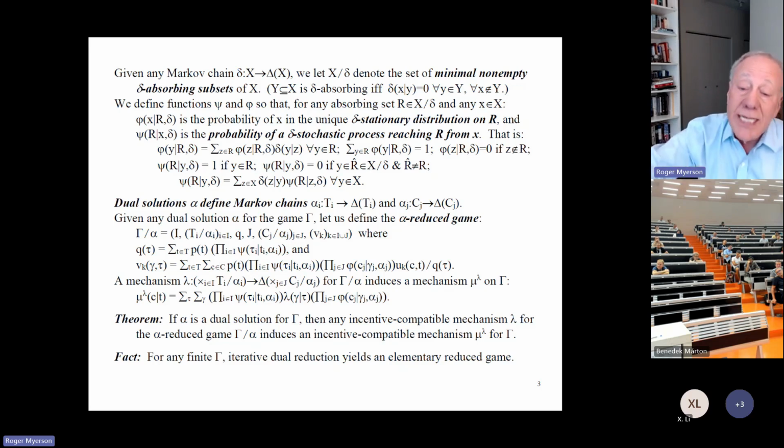Those linked actions are going to get tied together. Either one of them is transient, or they're going to be tied together in a minimal absorbing set. And so we're going to have strictly fewer types or actions in the reduced game.